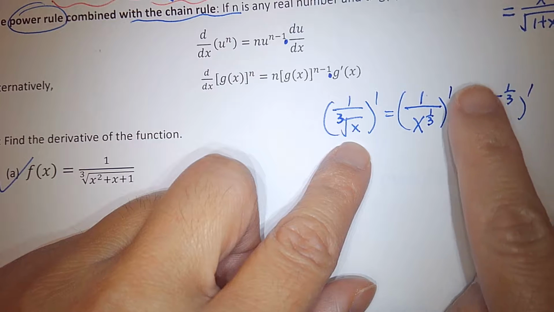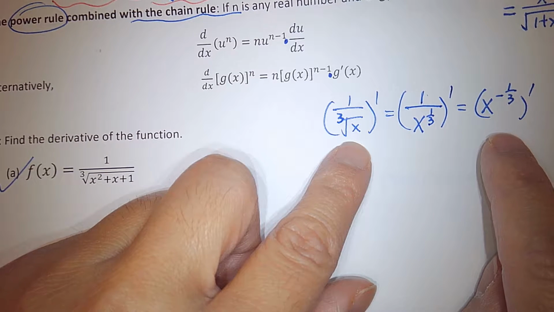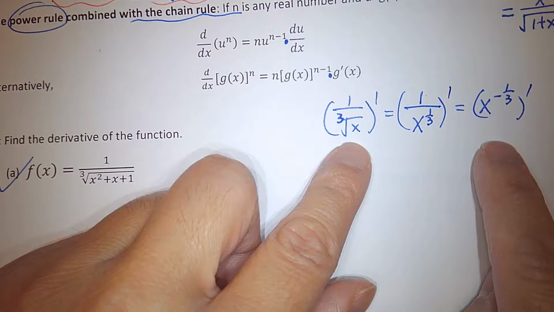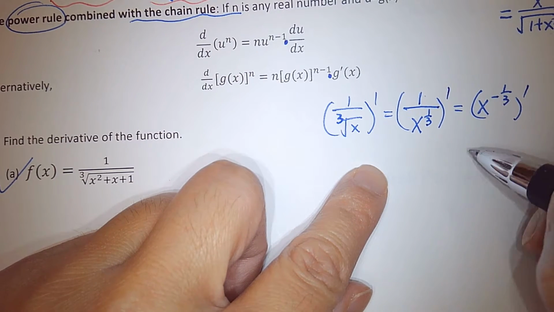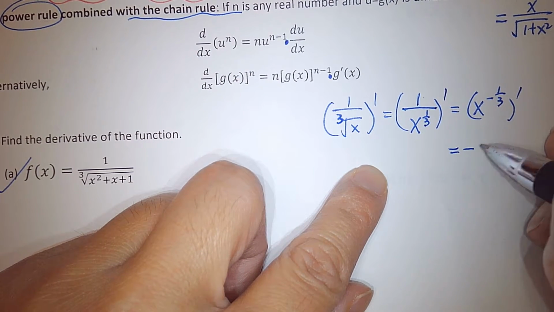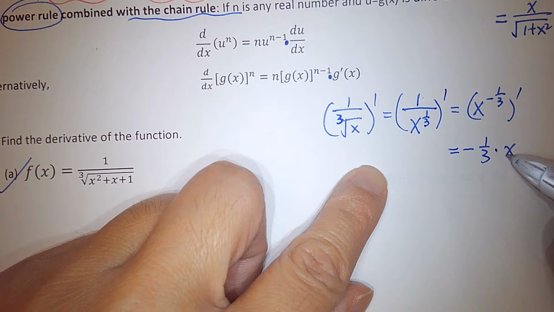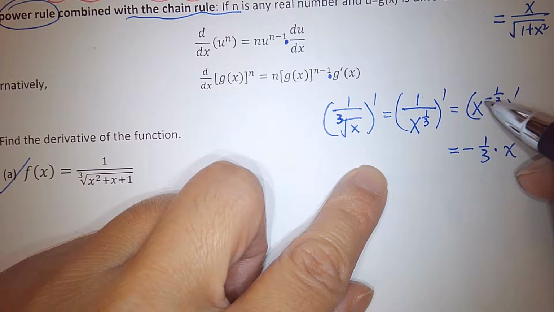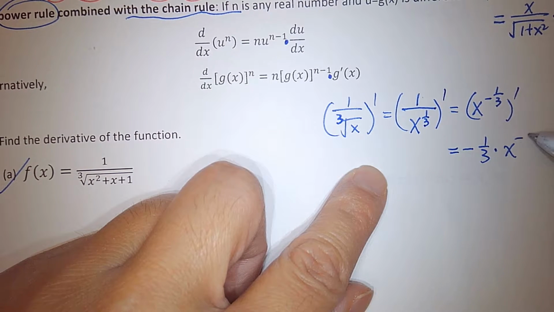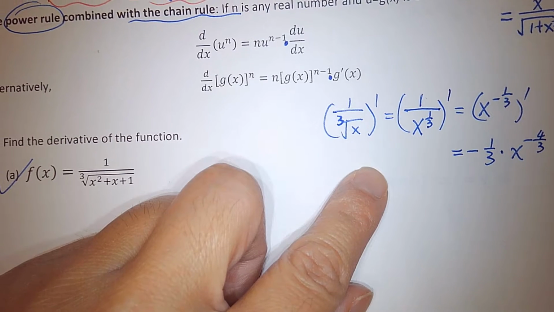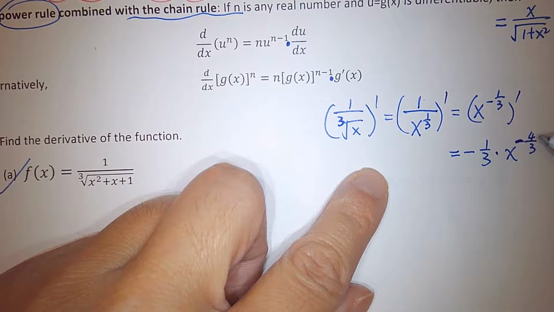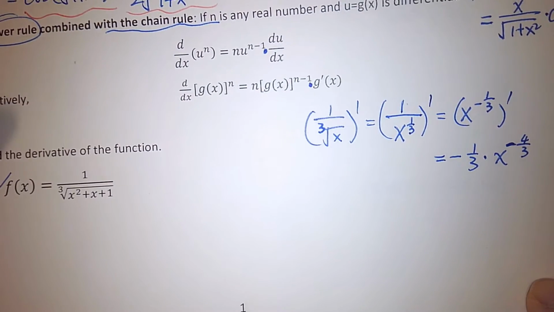To compute the derivative of this, which rule am I going to use? Power rule, right? So n is negative 1/3, times x to the n minus 1. Negative 1/3 minus 1 gives us what? Negative 4/3, right? Done. Can that go on our formula sheet?